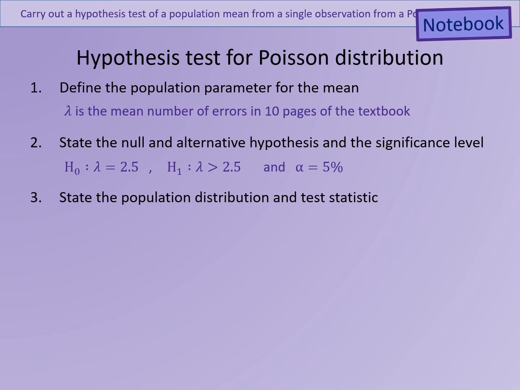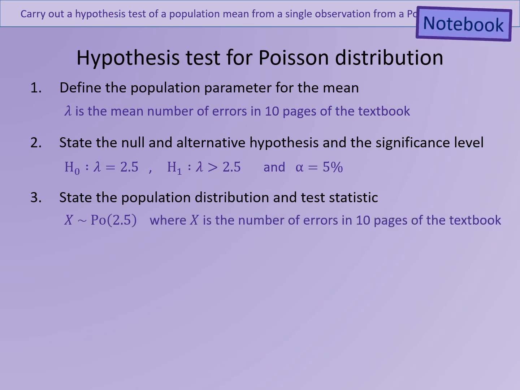We then state what the population distribution is and the test statistic. So X is being modelled as a Poisson distribution with a rate of 2.5, and X is the number of errors in 10 pages of the textbook. So this part at the end is you explaining what you have observed. You have observed some errors in 10 pages of the textbook. At this point, we haven't actually written down what we observed, which was 6 errors. We've just said that X is the number of errors that we are looking for.